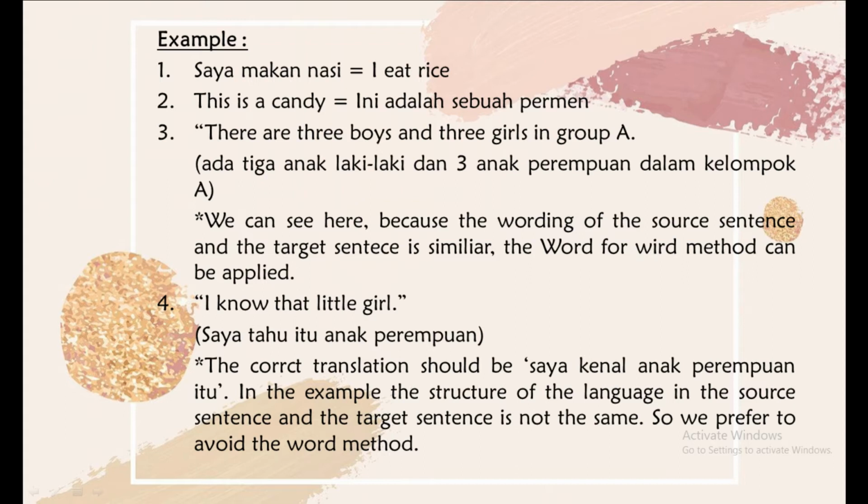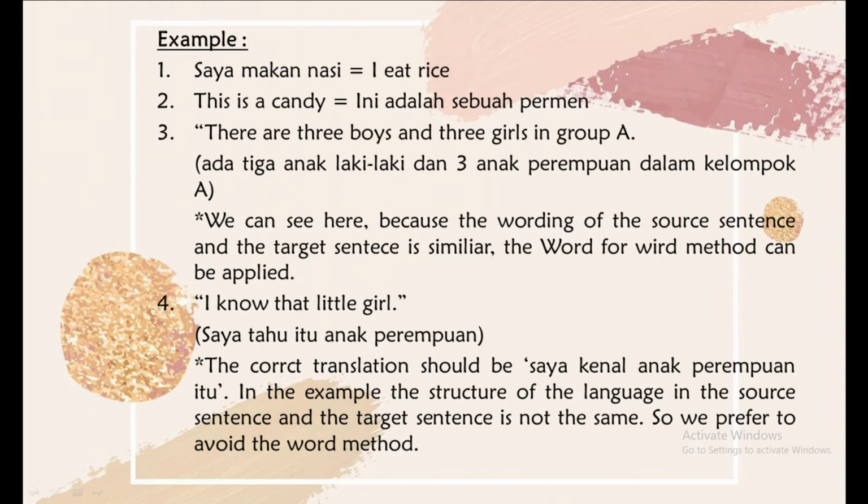Another example, there are 3 boys and 3 girls in group A. Ada 3 anak laki-laki dan 3 anak perempuan dalam kelompok A. We can see here, because the wording of the source sentence and the target sentence is similar, the word forward method can be applied.